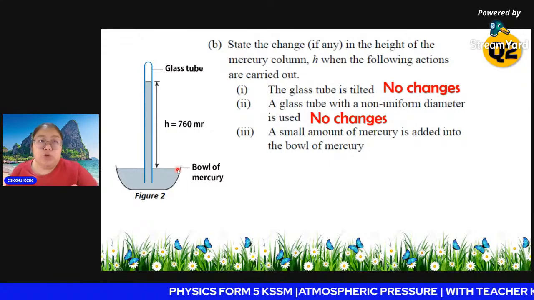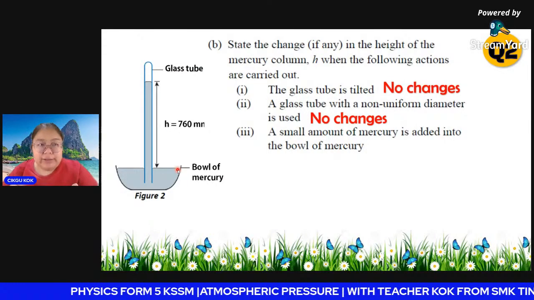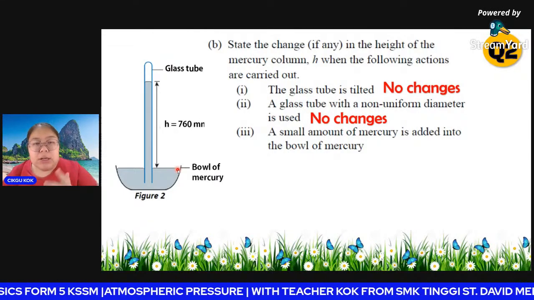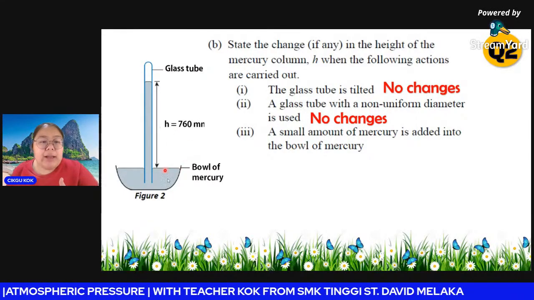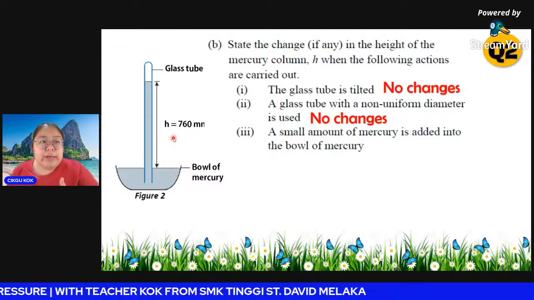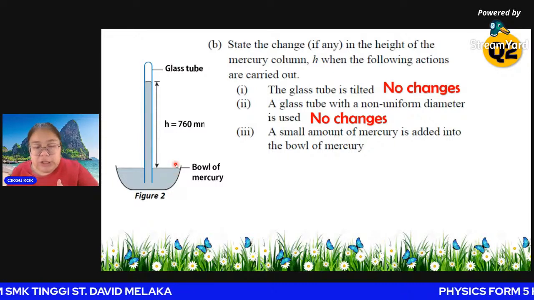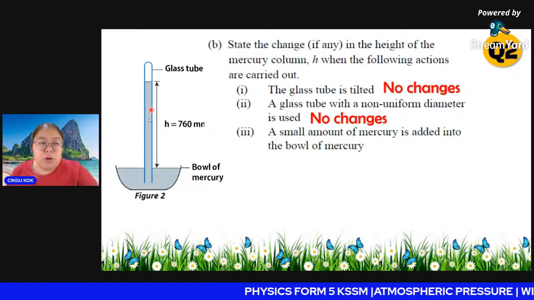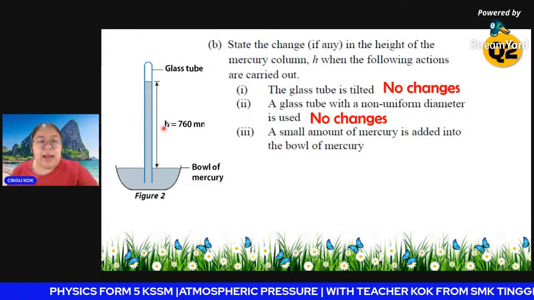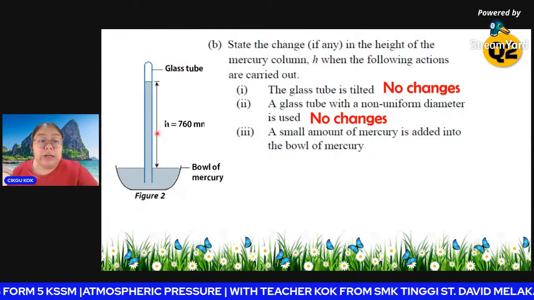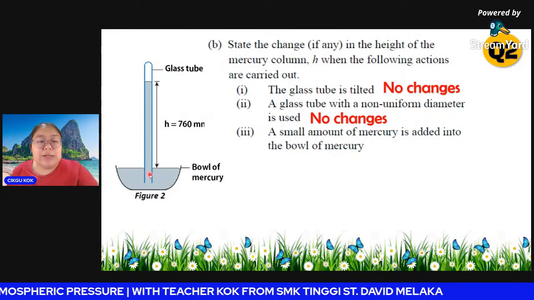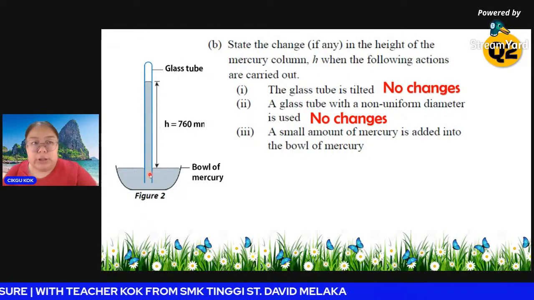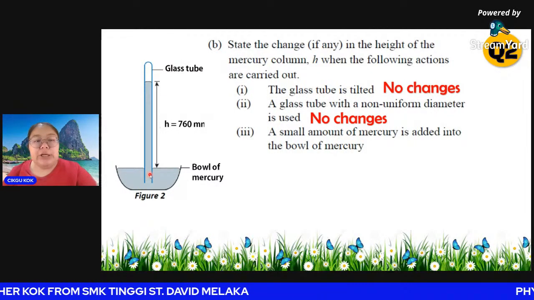Number two is tilting the tube, you make it slide. Also no changes. Number three, you add mercury, you put mercury inside the bowl until full. Also no changes. Number four, you push the glass tube down some more until the bottom. Also no changes. And the last one, you don't lift the glass tube out, you leave a little bit still inside the bowl. Also no changes. Okay, what situation will change?